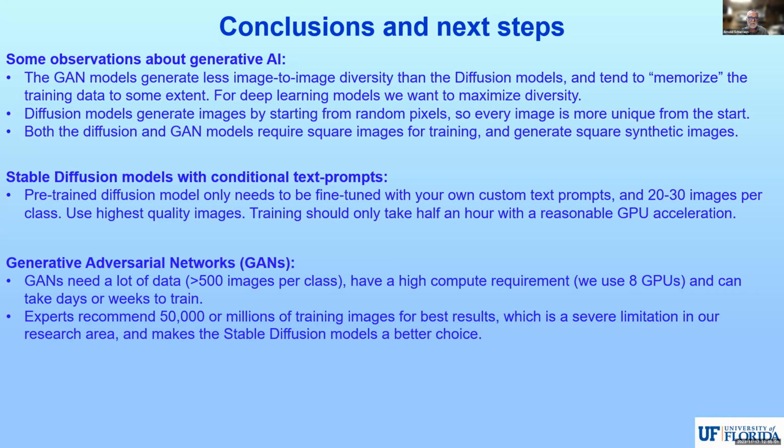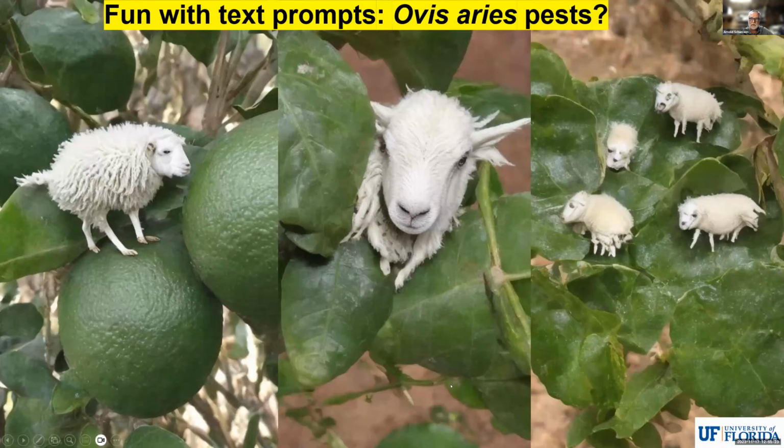So the GANs, like I said before, use a lot of images, at least 500. They recommend thousands or millions. And it takes days or weeks, even on 8 high-end GPUs, to train. Experts, like I said, recommend at least 50,000, or millions, which is a severe limitation, obviously, in our research area and makes the stable diffusion models a much better choice.